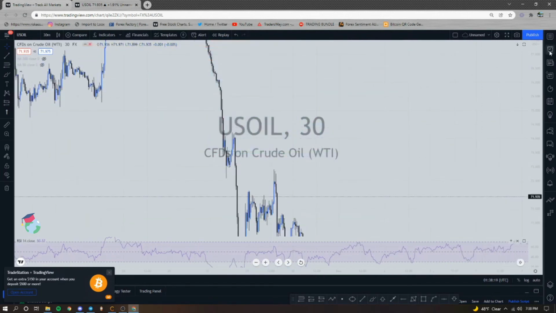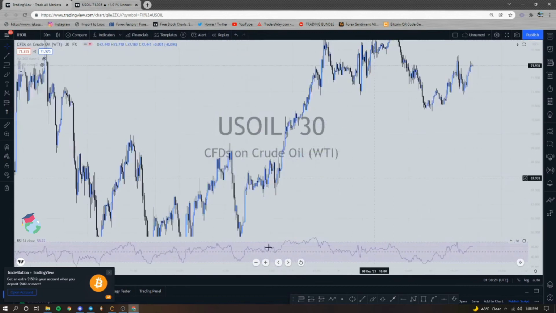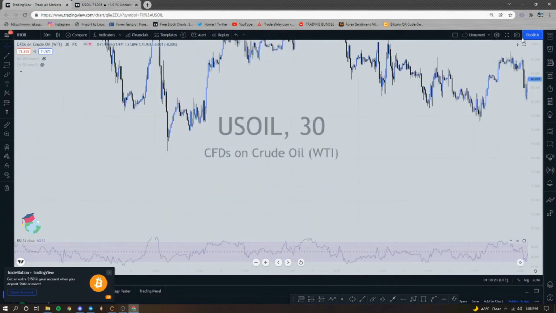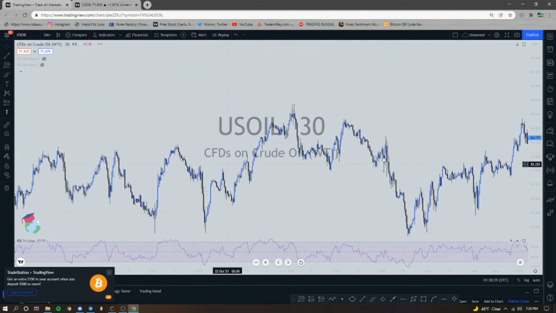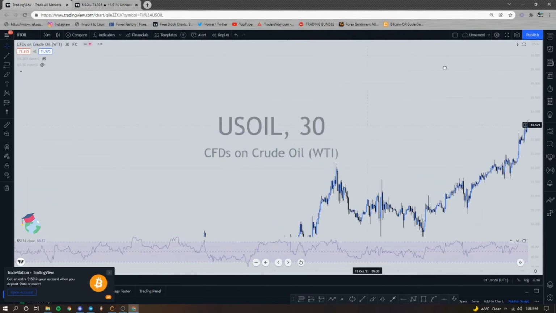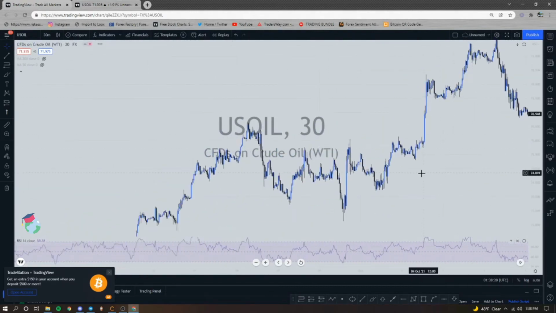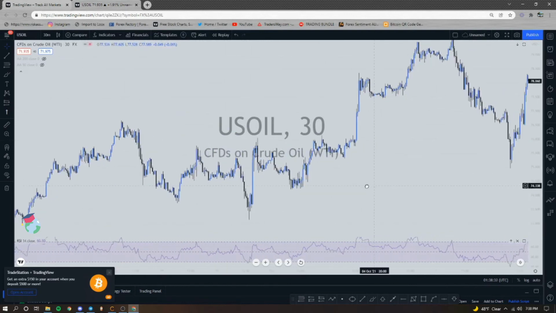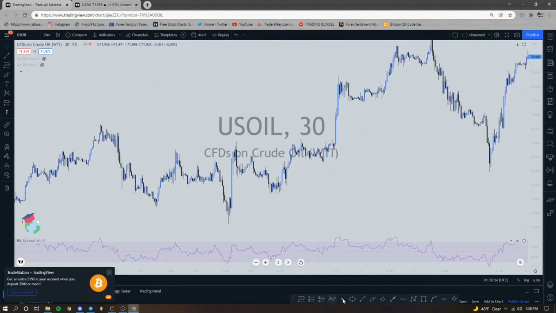So let's see what else we could do. I'm trying to show you guys a better one. So let's do, okay, let's just do this one. So we're going to take our low and our high, and notice I'm on the smaller time frames.